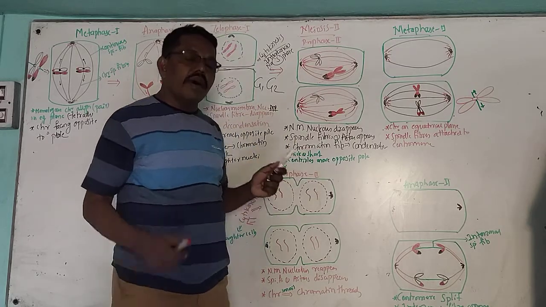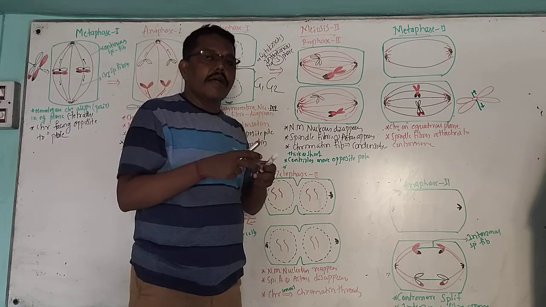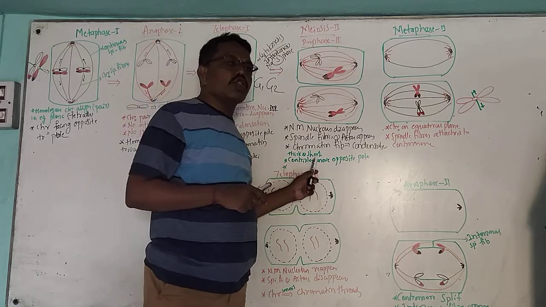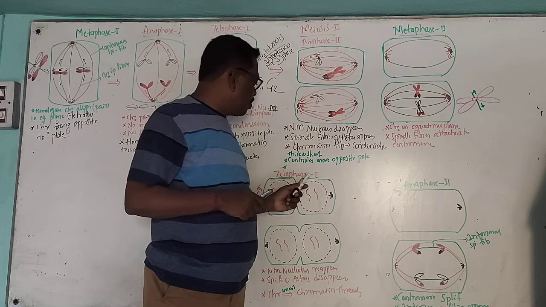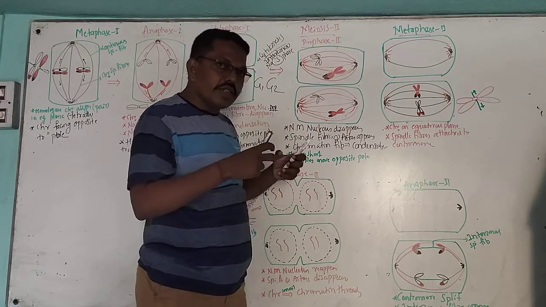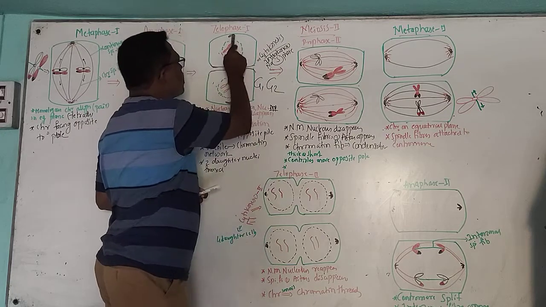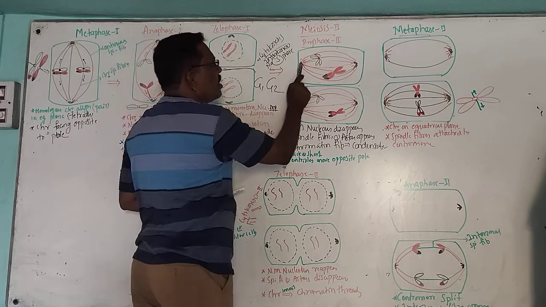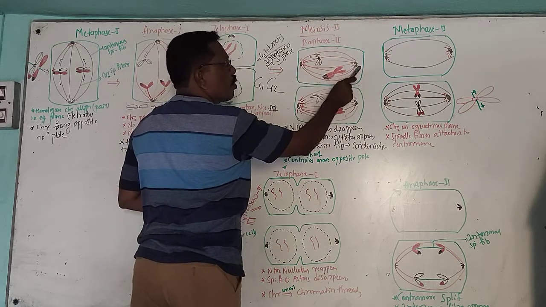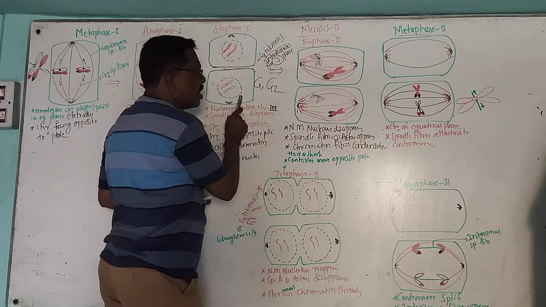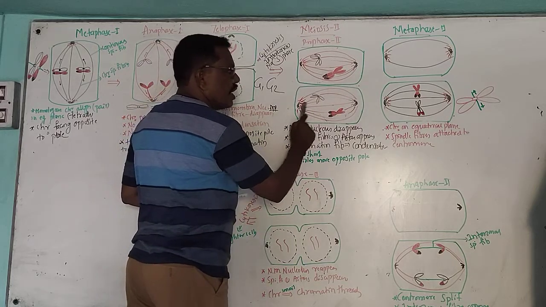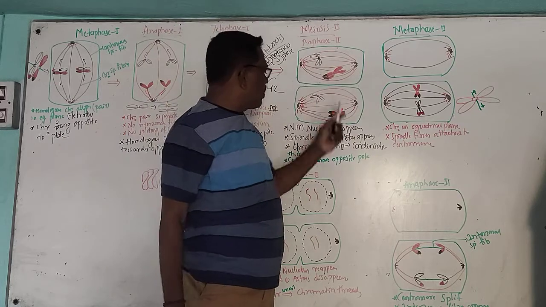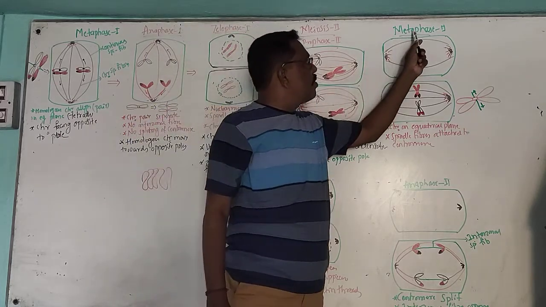Then the chromatin fibers once again undergo condensation as well as spiralization. They will become thick and short, so thick and short chromosomes will originate. Then the centrioles move towards the two opposite poles. Here one centriole from telophase 1 forms another centriole. Then these two centrioles move towards the two opposite poles in prophase 2. This is the other daughter cell. Then after prophase second, once again we will see the metaphase.